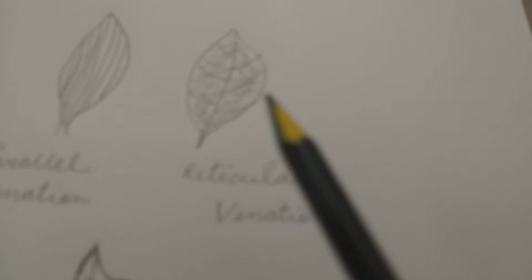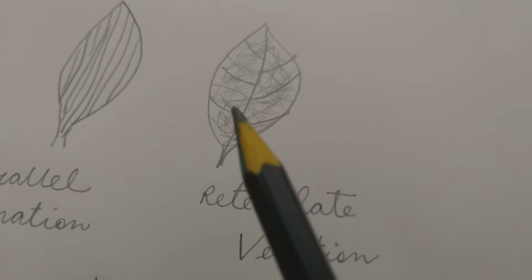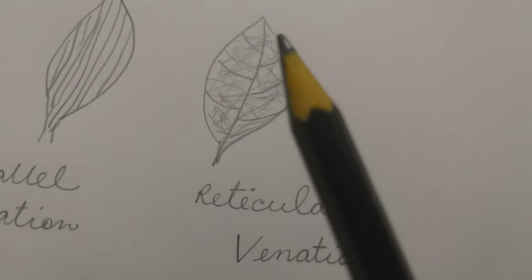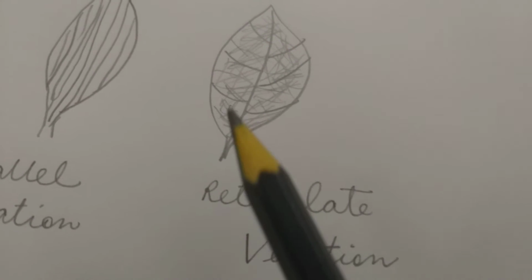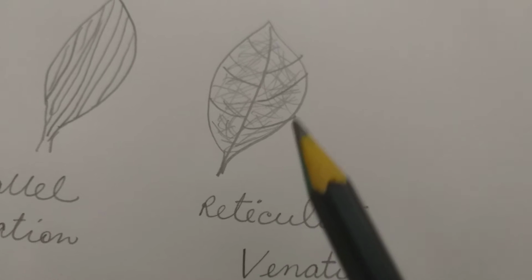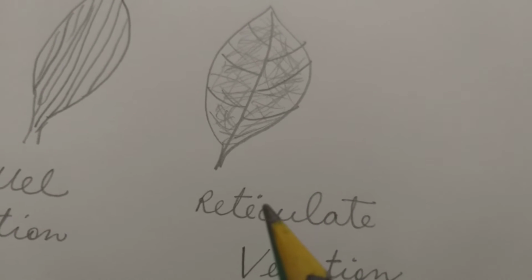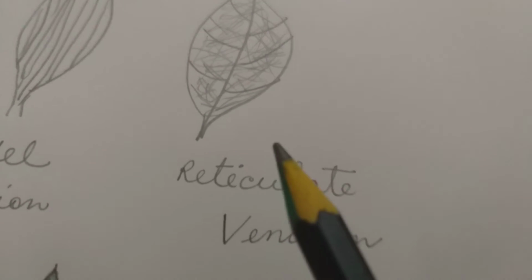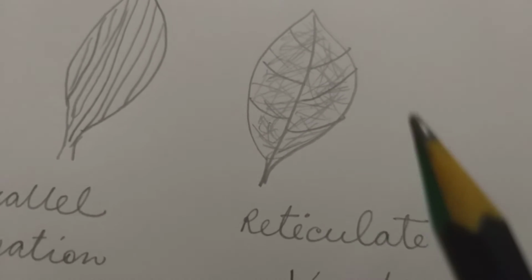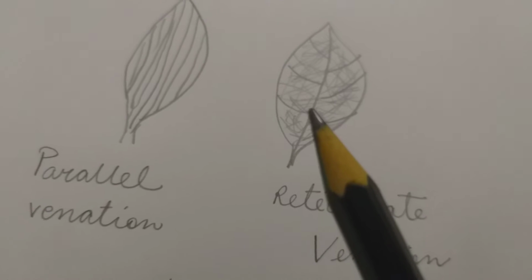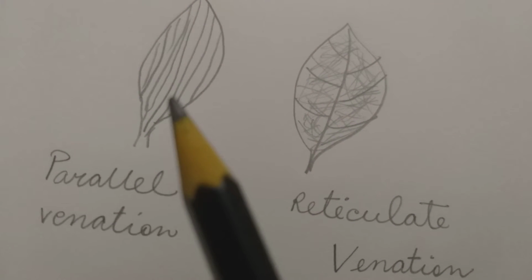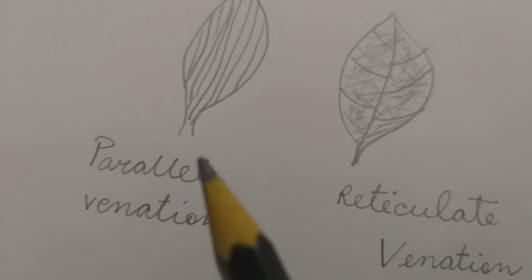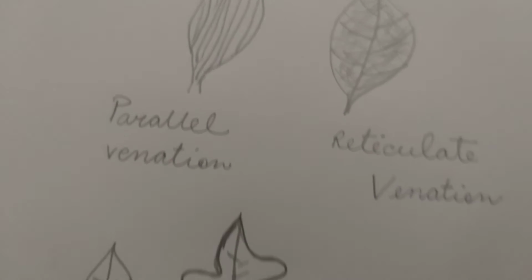When the veins on the leaf crisscross and form a network, a mesh or reticulum, it is called reticulate venation. Reticulate venation is found in the dicot leaves. Bamboo, bay leaf, banana leaf, grass, they have parallel venation.